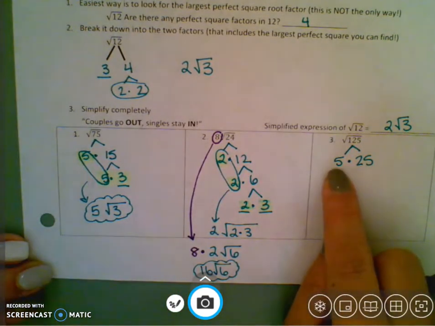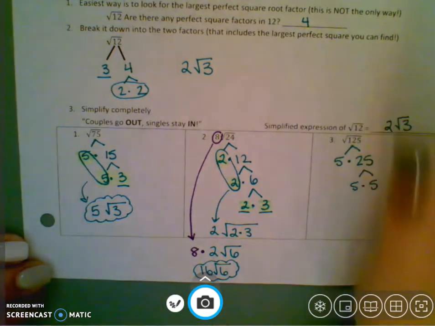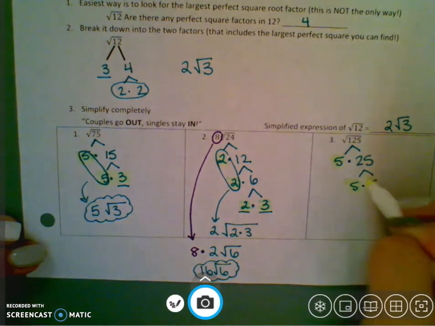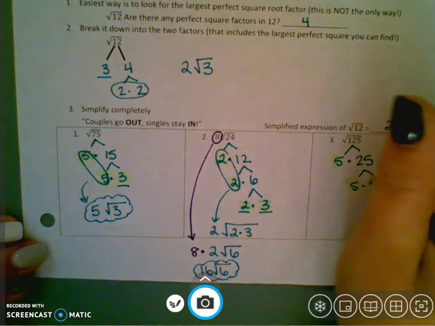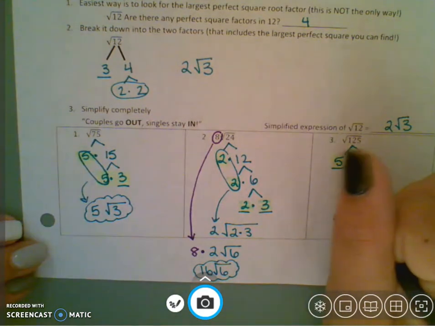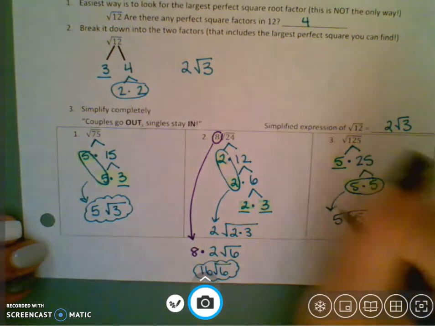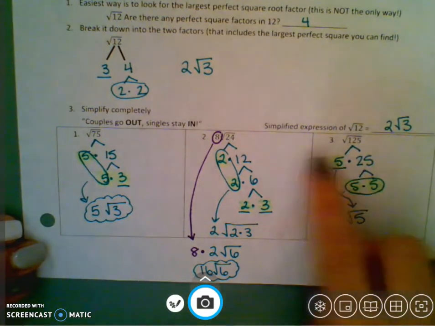So then 5 can't break down, but 25 can. 5 times 5. So again, we're looking at all the ones at the edge. So in this case, we have a pair of 5s and a single 5. So your final answer should be 5 square root of 5. This is the 5 from the pair, and this is the 5 from the single.